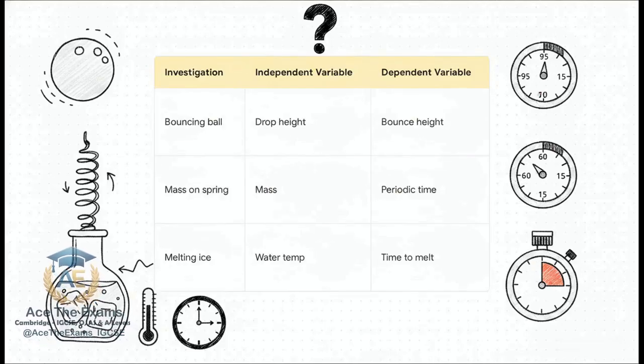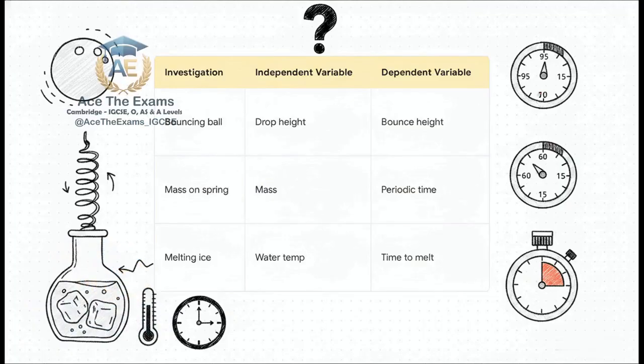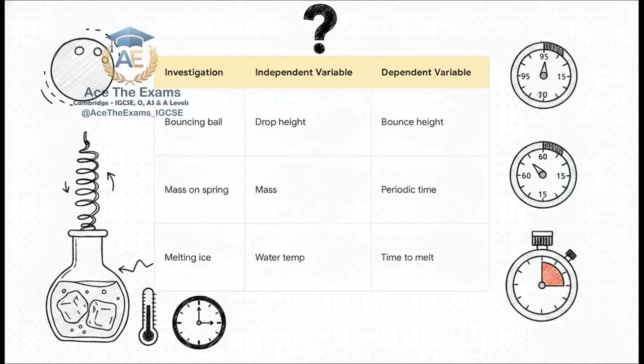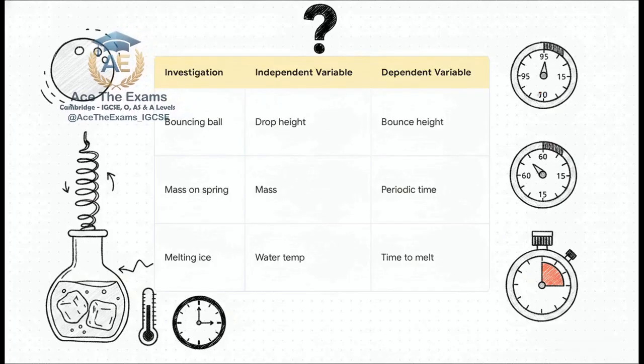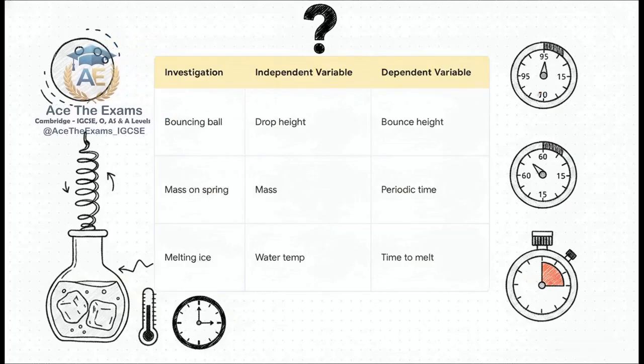Let's look at how this actually plays out in real investigations. We have 3 classic examples here: dropping a bouncing ball, suspending a mass on a spring, and melting ice in water. We are going to use that last one, the melting ice, as our running example throughout this explainer. Notice that if we are investigating the melting of ice in water, the independent variable is the temperature of the water. We control that. We can heat the beaker to 95 degrees or let it sit at 60 degrees or cool it to 15 degrees.